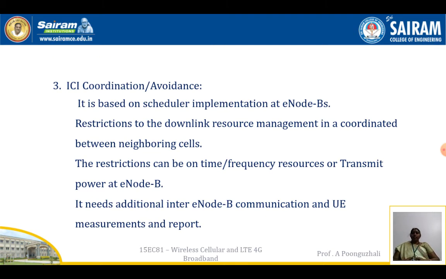The third approach is going to be ICI coordination or avoidance. ICI coordination or avoidance is basically based on a scheduler implementation at the E node B. So here there are going to be restrictions on the downlink resource management in coordination between the neighboring cells. The restrictions can be either on time or frequency resources or on the transmit power at the E node B. So here it is going to need additional inter E node B communication and user equipment measurements and reports.